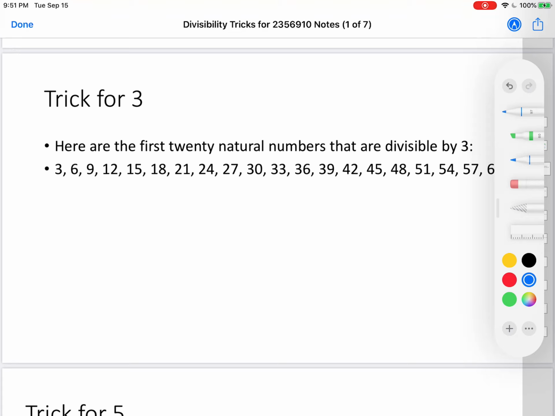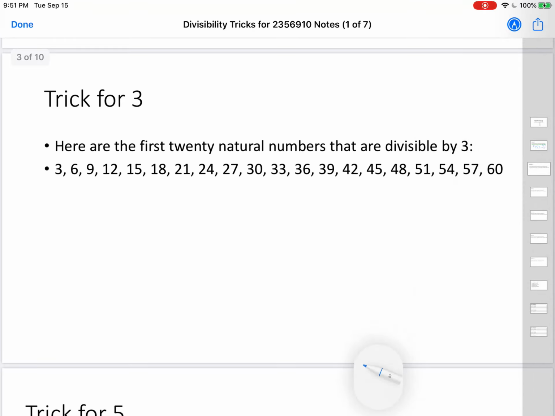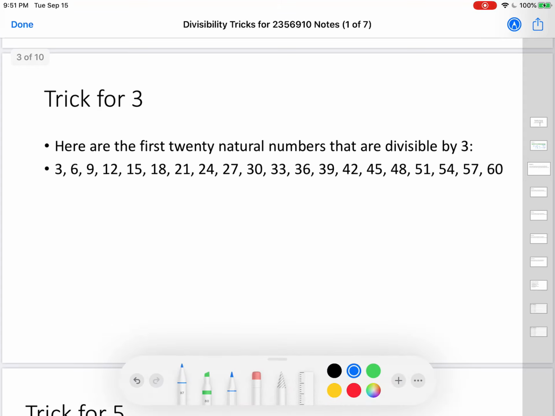3. Well, look at the ones place. 3, 6, 9, 2, 5, 8, 1, 4, 7, 0, 3, 6. Hey, there's a pattern to it, but it's not consistent. In fact, it covers all the possible ones place numbers from 0 to 9. So that's not the trick. But here is the trick. Let's start over here at 60.